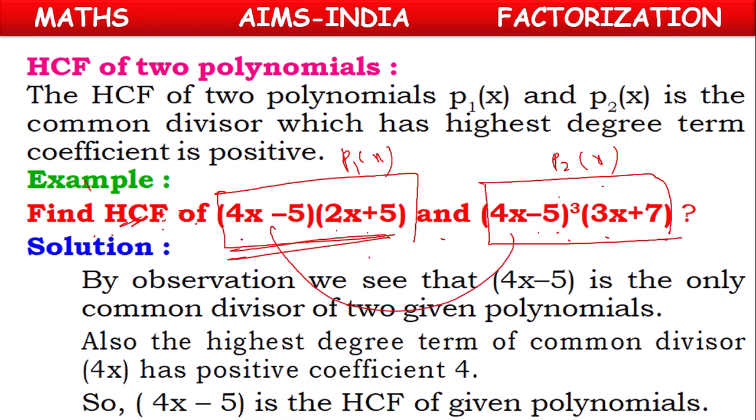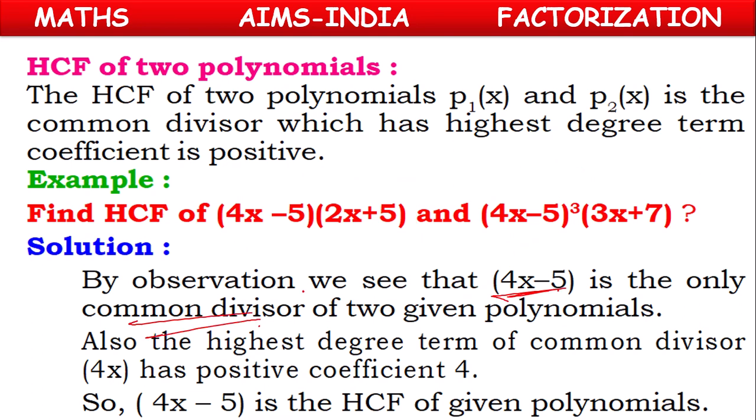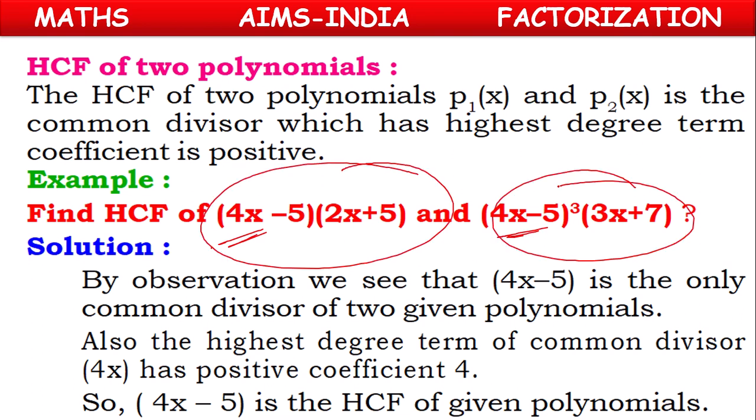Just by observation we can tell. Here 4x minus 5 is common. Means 4x minus 5 is the only common divisor out of these two polynomials. And in this 4x minus 5, here x power 1, here x power 0, highest power is x power 1. For that coefficient is 4, which is positive. So this is considered as HCF. So 4x minus 5 is the HCF of given polynomials.